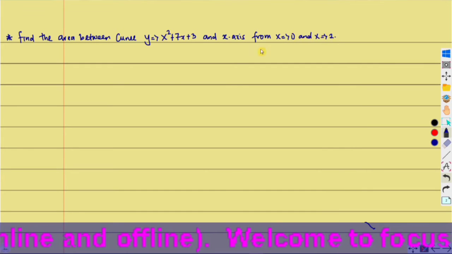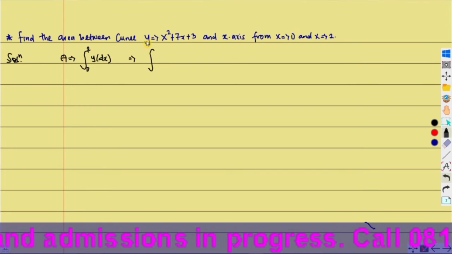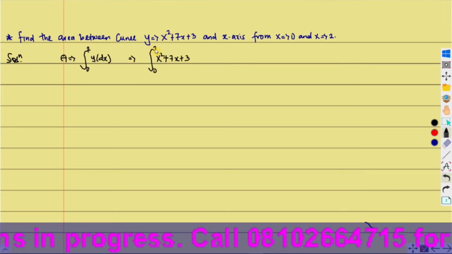So far we have studied this. To solve this one directly, guys, we don't need to waste our time. We already know from the concept explanation that the area between a curve is always given by the integration with limits from 0 to 2, lower limit to upper limit, of y dx. So this is what we use. And you just substitute directly, as you are given the value of y as x squared plus 7x plus 3, from 0 to 2. This will be the area of the curve.